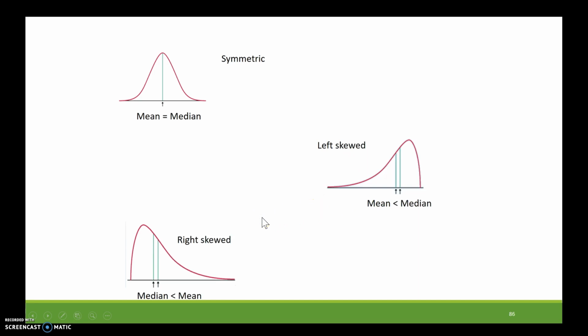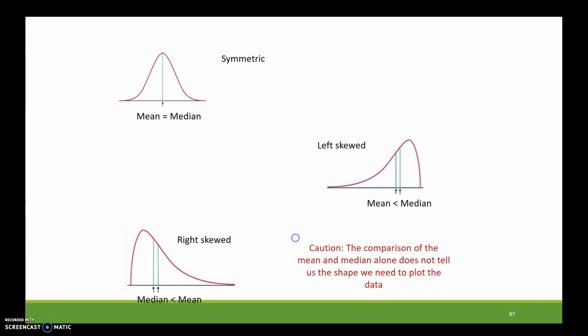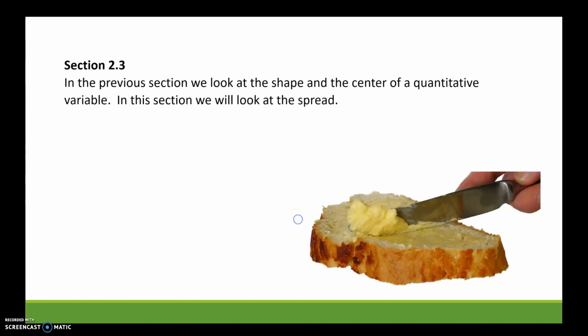For a right-skewed distribution, we see the opposite effect. The mean is going to be pulled upward by these data points out here on the right, so we end up with the mean being larger than the median. One caution here is that a comparison of the mean and the median alone is not going to tell us about the shape. You still always have to plot your data to figure out what the shape of that distribution is. And that concludes section 2.2.